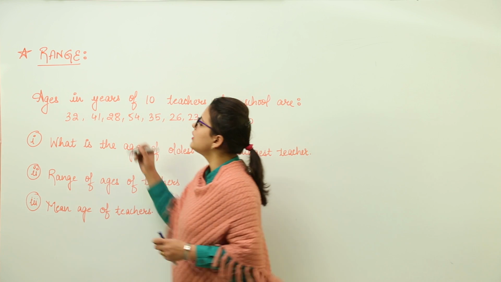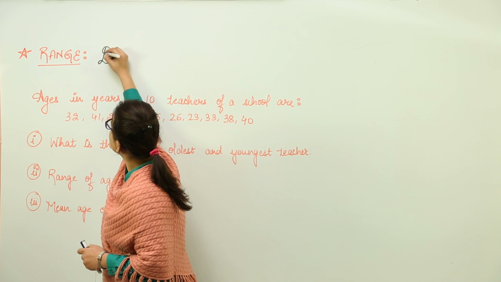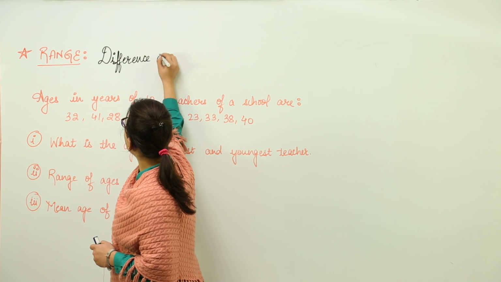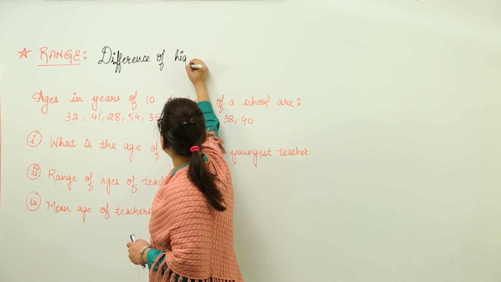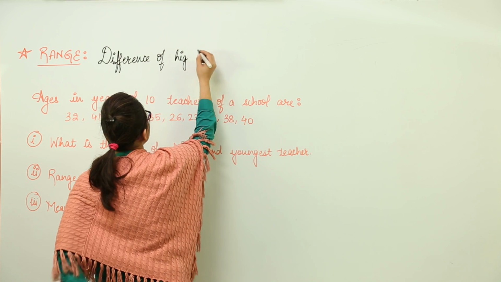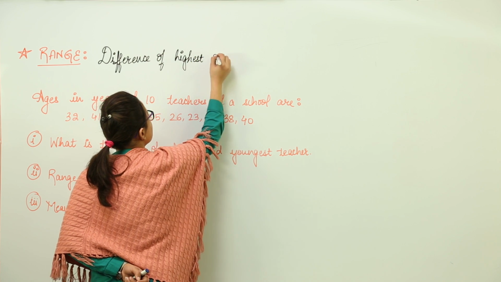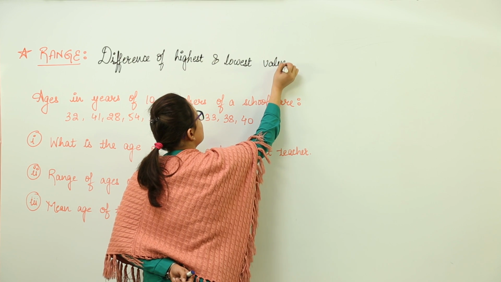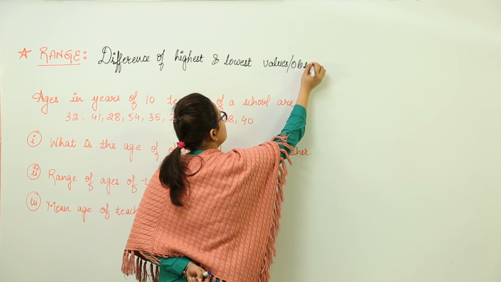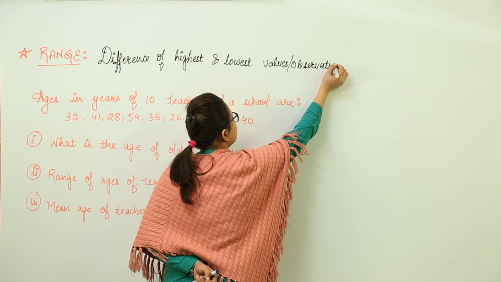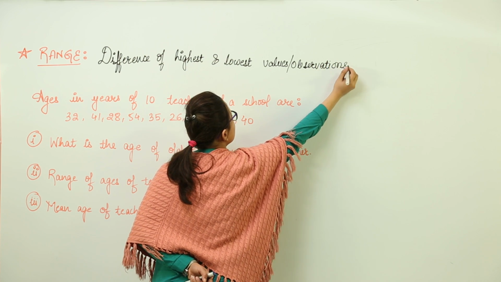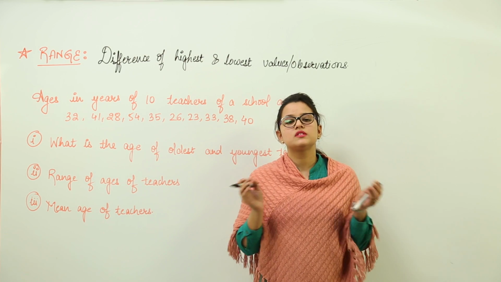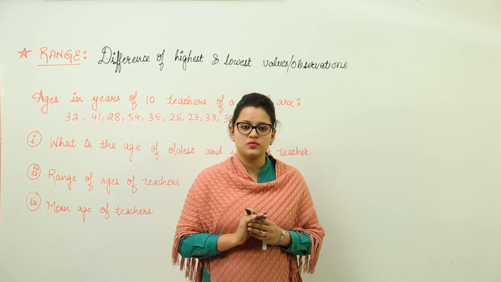But before that, if I want to define what range is, it is the difference of the highest and the lowest observations, or you can say the values. So I'll write it as the difference of highest and lowest values, or you can write observations. For any data there would be a highest value and a lowest value, you can find that out directly, and when you get your highest and lowest value, just subtract them, you will get your range.